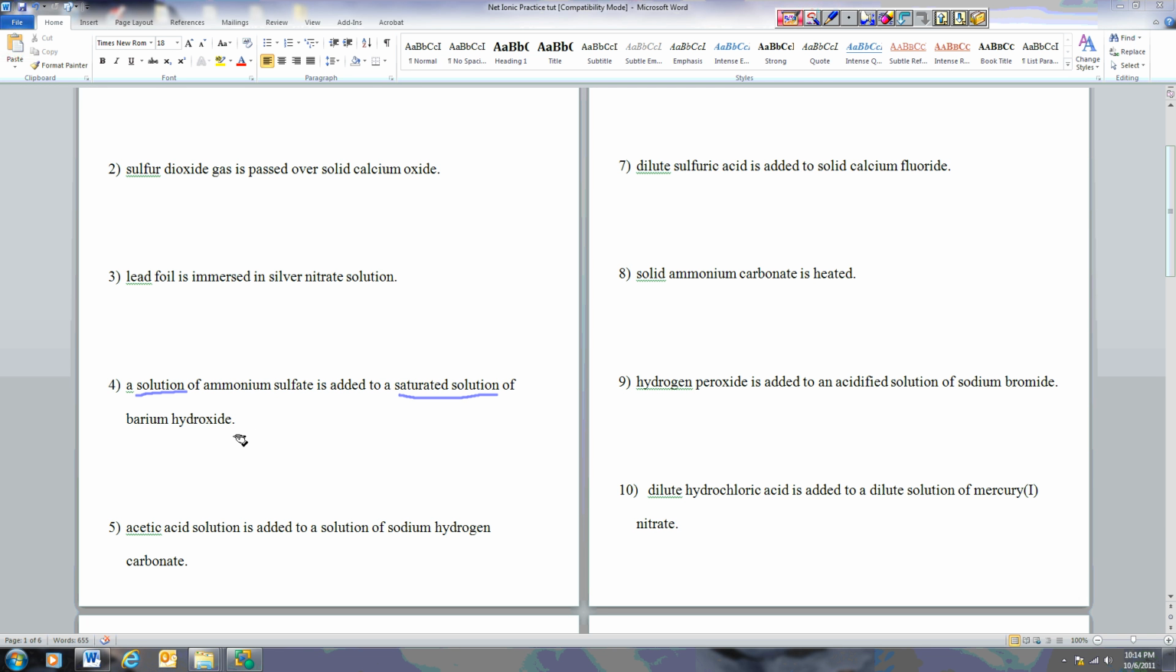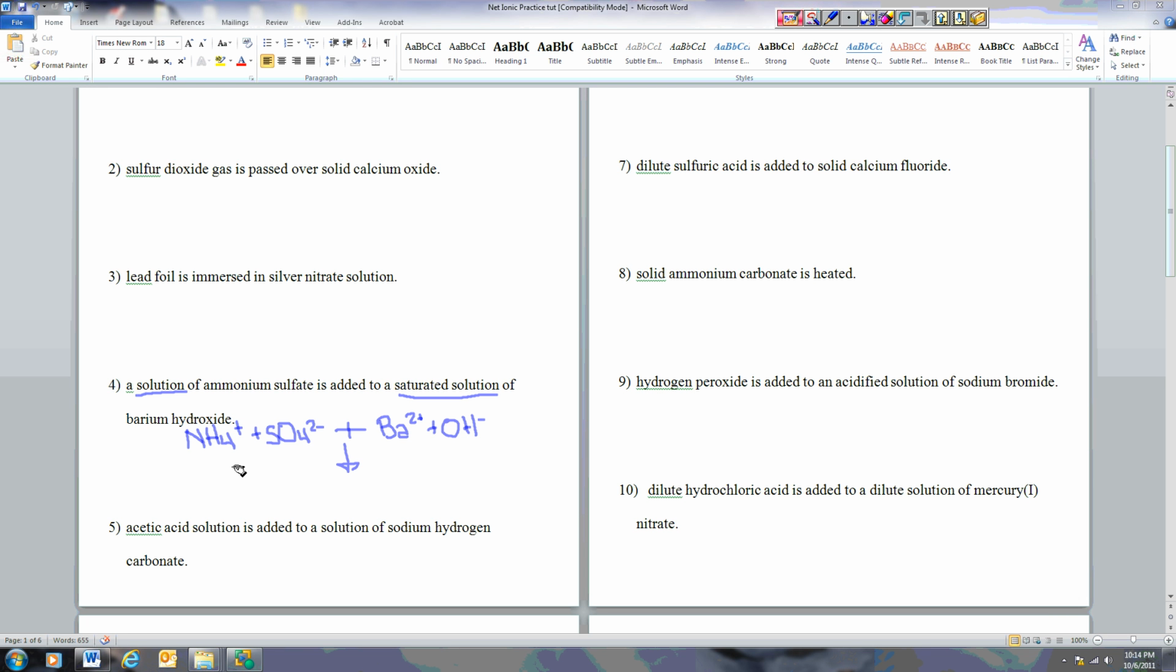So ammonium sulfate. Now, you could write ammonium and sulfate, and I'm going to do that because sometimes ammonium can actually be involved in an acid-base reaction. So ammonium you don't get rid of like you do nitrate. Even though ammonium typically is soluble, you still want to write it in. Sulfate is SO4 2 minus, is added to saturated solution of barium hydroxide. So that's Ba2 plus OH minus. Alright, so what can we do?